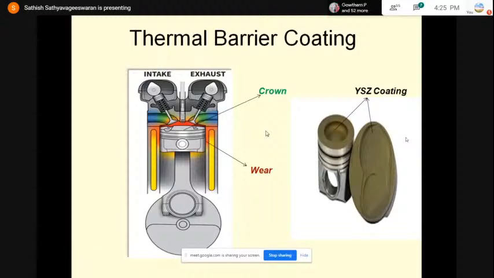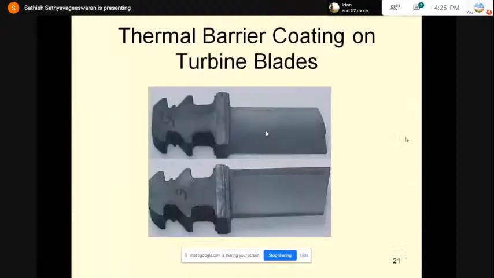And thermal barrier coating can also be applied on turbine blades. If you consider the gas turbine, the gas turbine material in general is made up of nickel based superalloy. That will be subjected to severe deformation, and moreover some material degradation and erosion may occur. So a lot of problems will be there. In order to prevent this turbine blade from erosion and plastic deformation, again we want to go for thermal barrier coating.